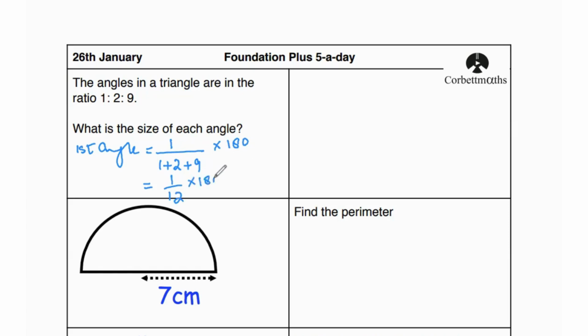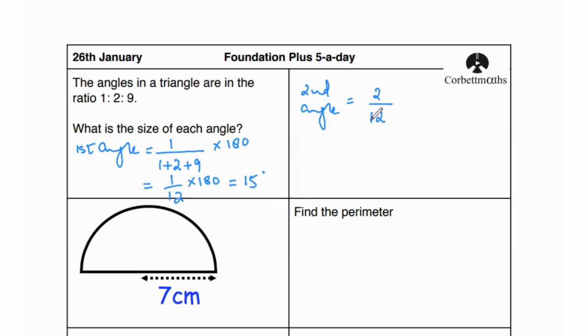And now the reason why we're multiplying this fraction by 180 is because the sum of angles in a triangle equals 180. So 1/12 of 180 is going to give us the value of the first angle, which is basically equal to 15 degrees. Now for the second angle, we're going to do 2 divided by 12.